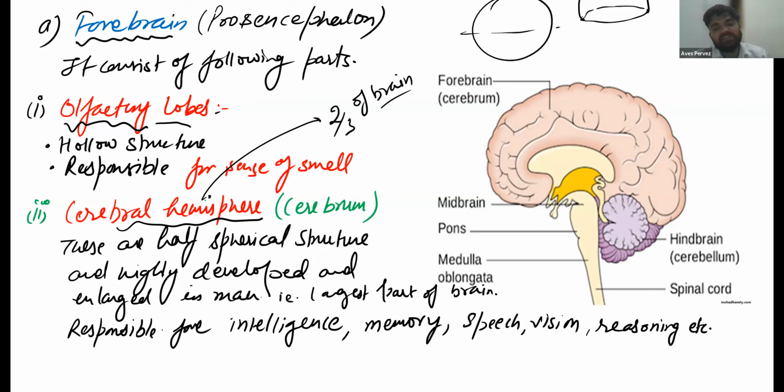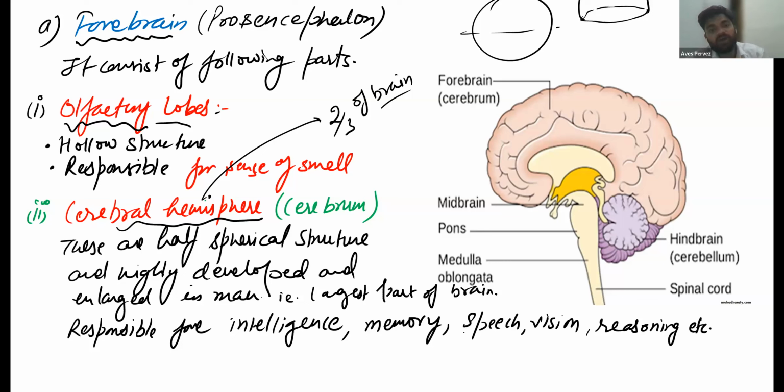Cerebral hemisphere or cerebrum, rum is wine. You can memorize the function just by using this trick: rum is wine. When somebody drinks wine, what happens? Their intelligence, they are not able to respond. Their speech, they are not able to speak properly, they are not able to communicate properly. Speech problems, you can see. Memory, they don't remember anything. Memory, vision.